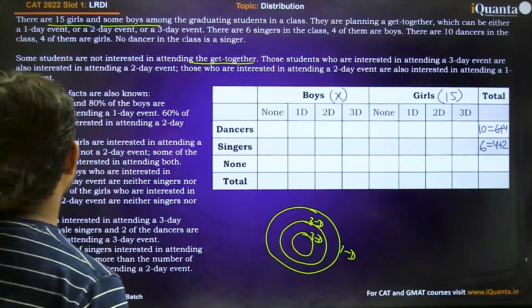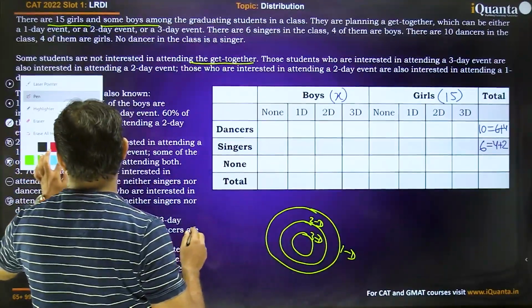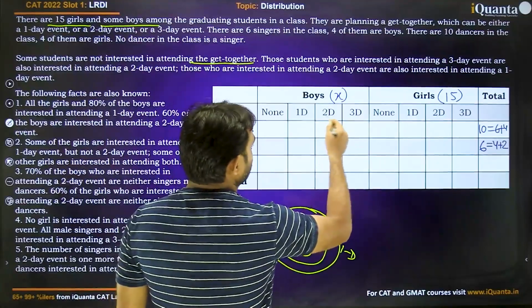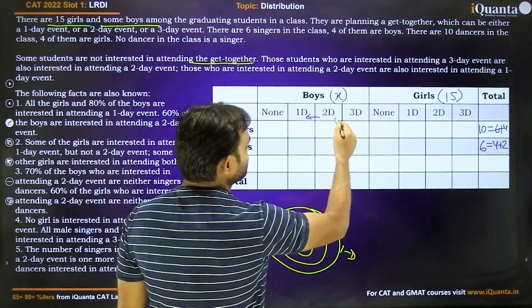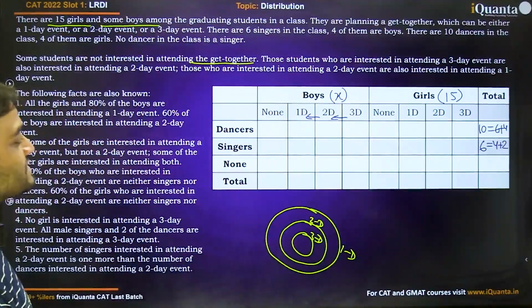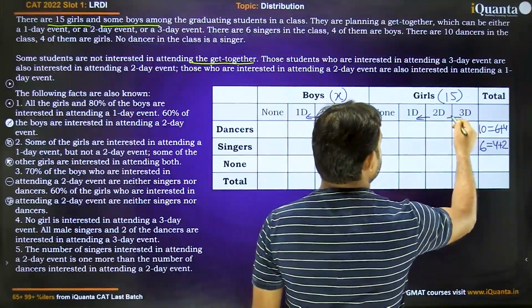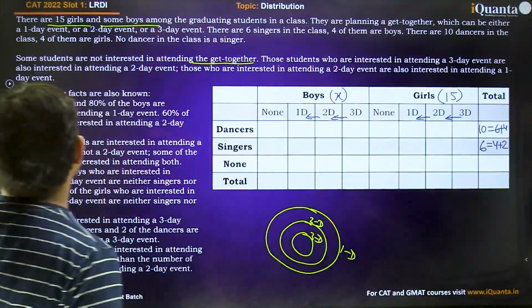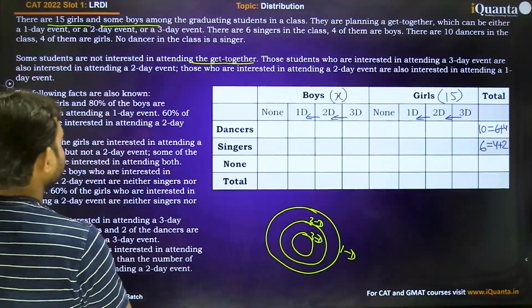So these values will be in non-decreasing order. Like 1-day event students will be greater than or equal to 2-day event students, and 2-day event students will be greater than or equal to 3-day event students. So let's mark it here. Next it says the following information is also known.